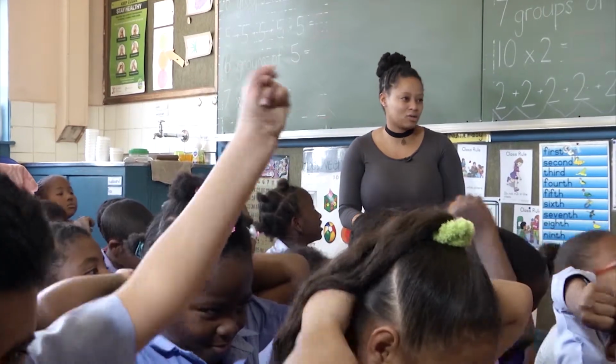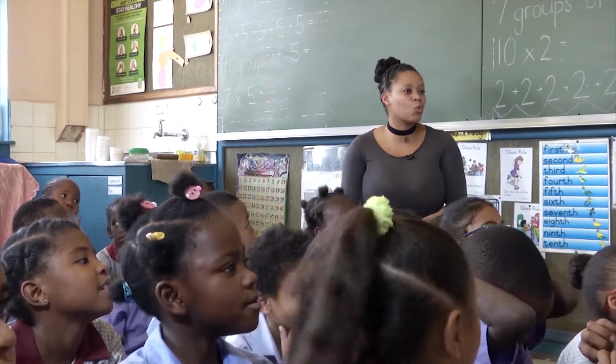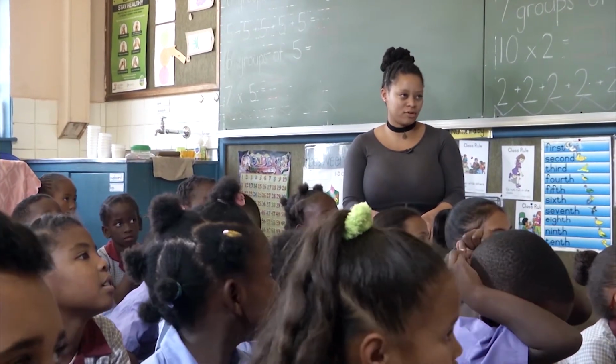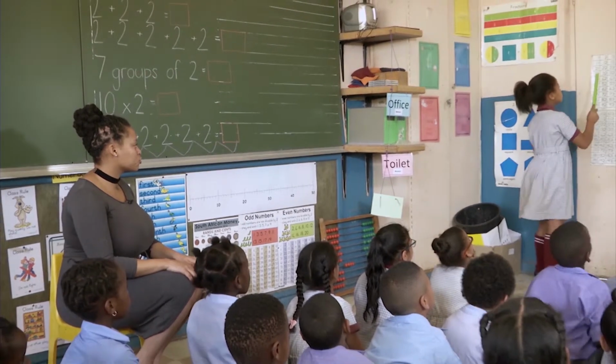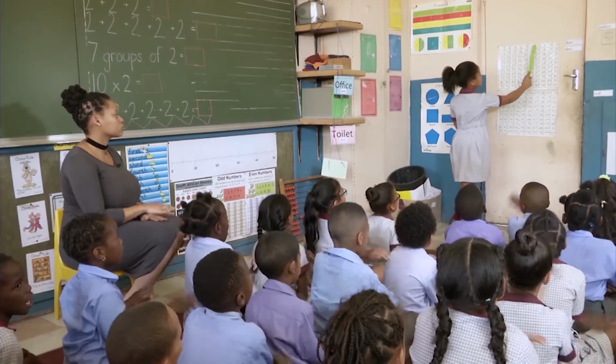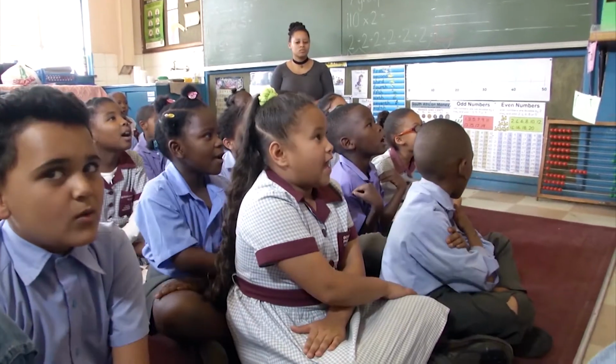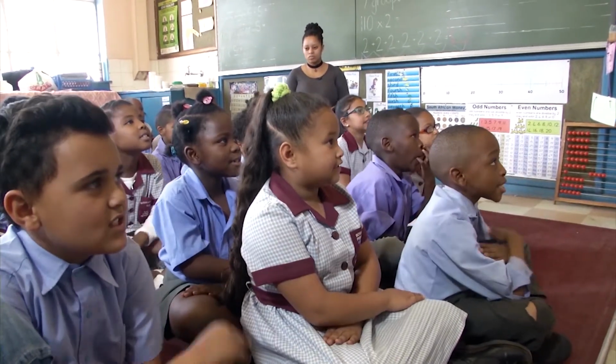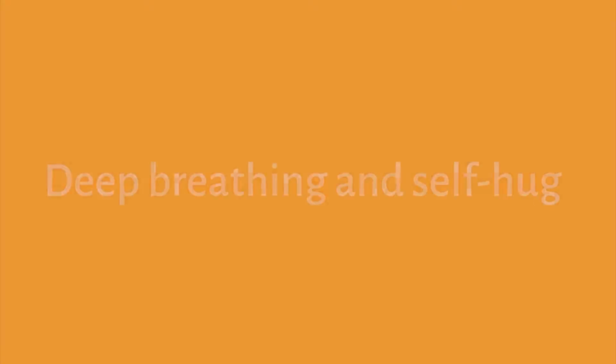Cousin, you're going to help us count in twos from 2 to 100. All right, ready? 1, 2, 3. 2, 4, 6, 8, 10, 12, 14, 16, 18, 20.